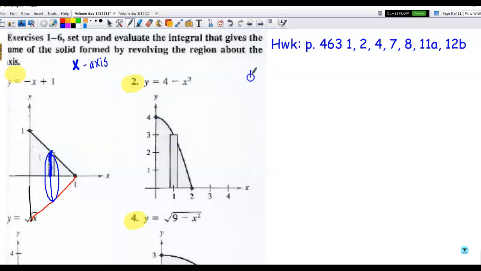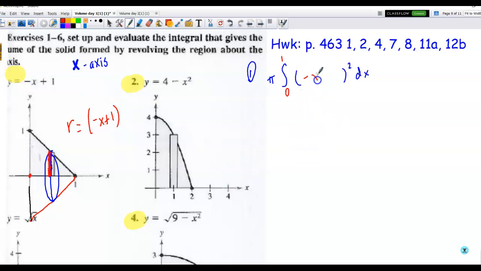All right, so for number one, we're going to set up our integral. We're going to have pi. We're going to have our radius squared, and we're going to be in terms of x. We can see easily from this graph that we're going to start the accumulation at a low bound of 0 and a high bound of 1. So we're accumulating from 0 to 1, and we can see that the radius is the distance from the x-axis to the line. So that distance is negative x plus 1. The radius of the circle is negative x plus 1.